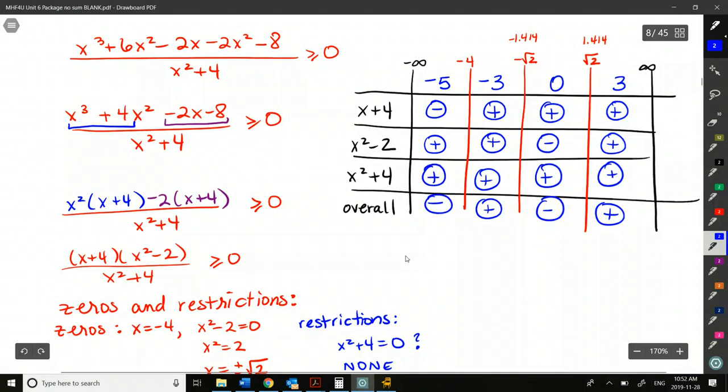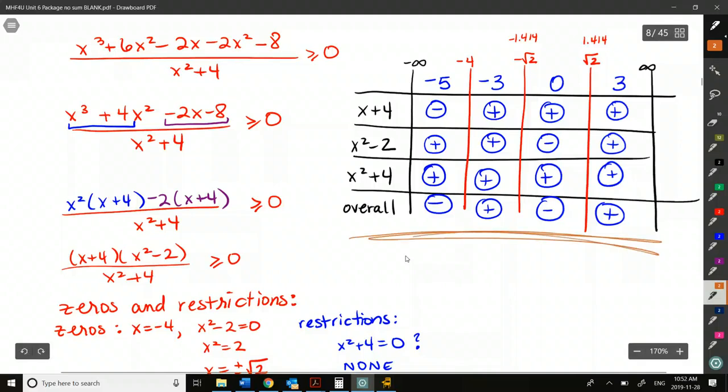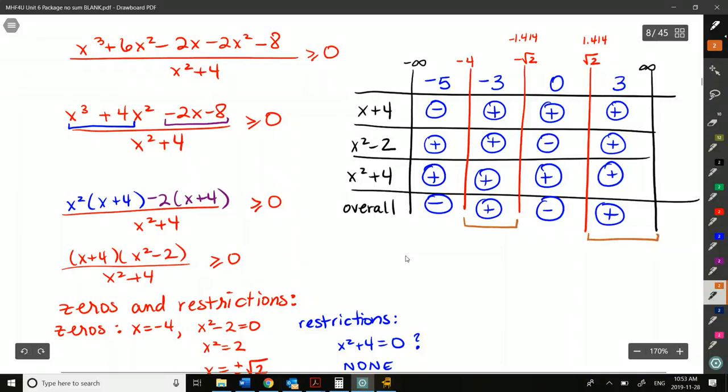Okay, what are we trying to answer here? What does the question ask us? This is the question I'm trying to answer, right? So what am I answering from the chart? We're looking for where this function is greater than or equal to 0, right? So that's positive sections, and I also want to include any x-intercepts in my set with square brackets. So here's a positive section right here, and here's another positive section.